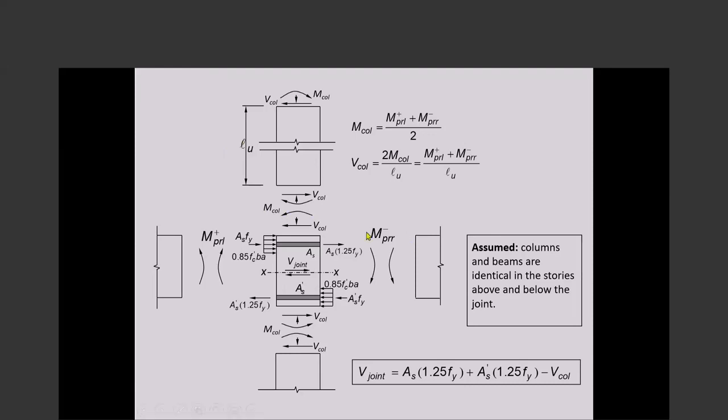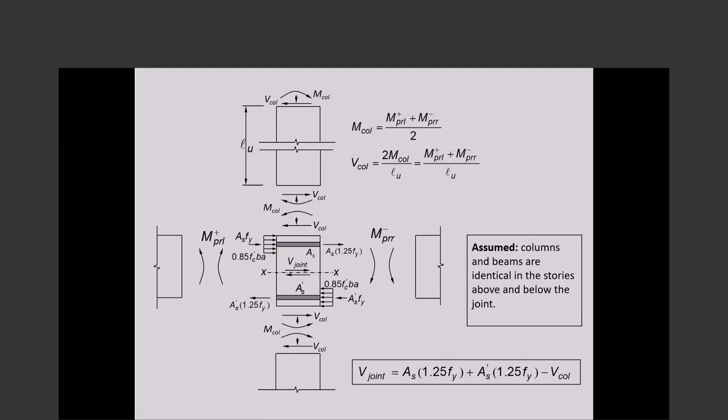Okay? So the bending moment acting on the joint is M column. That same bending moment acts at the lower end of the upper column and at the upper end of the lower column. The upper column has the same moment acting at the upper end. We add the two moments together, divide by the height of the column. That gives us the column shear. Okay? Equal and opposite shear acts on the joint.